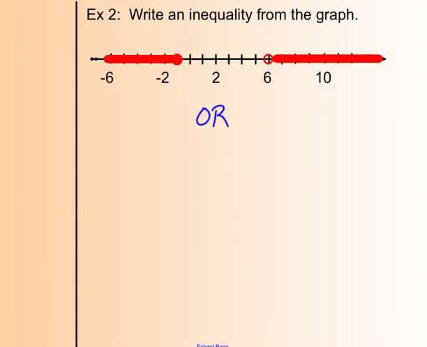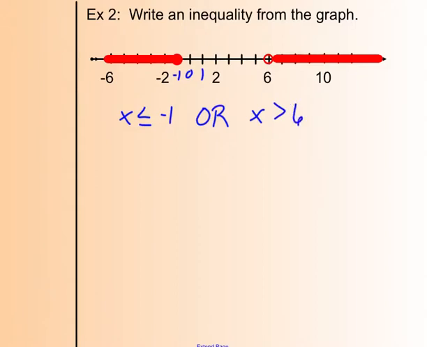And I am just going to write the inequality from the left and from the right. So here I'm noticing that we are at -1 and we're less than. So x is less than or equal to -1. And off to the right here, we've got x is greater than, but not equal to, 6.